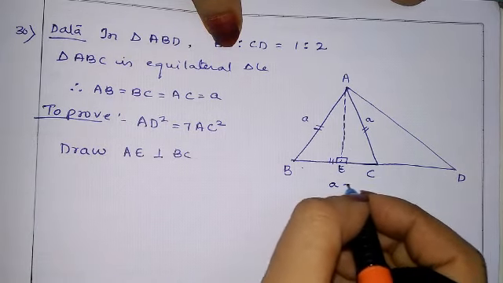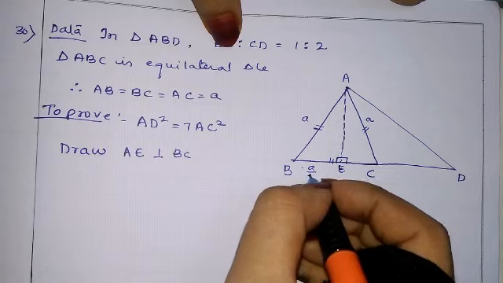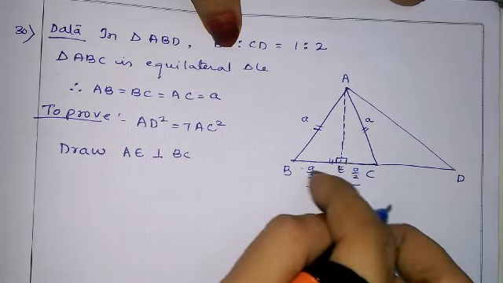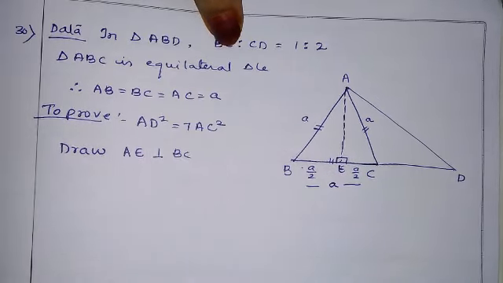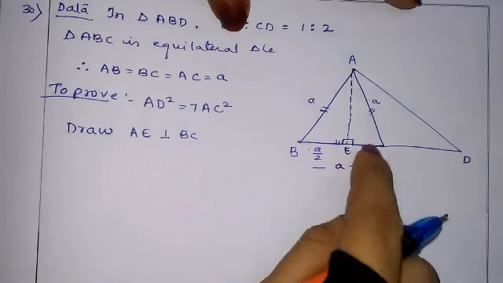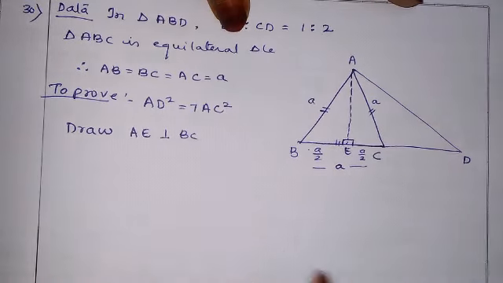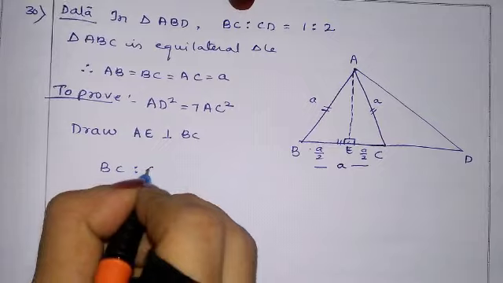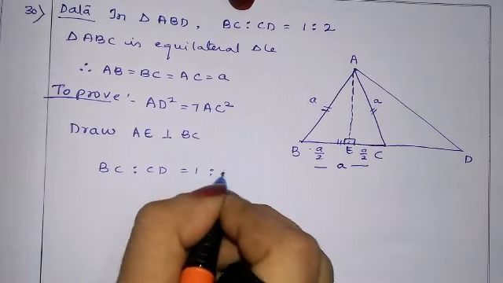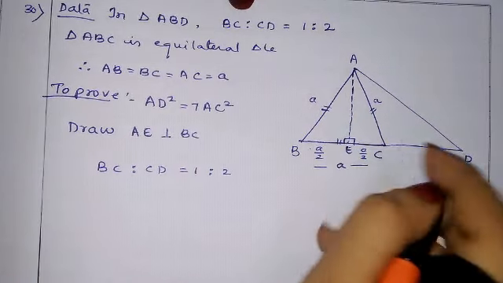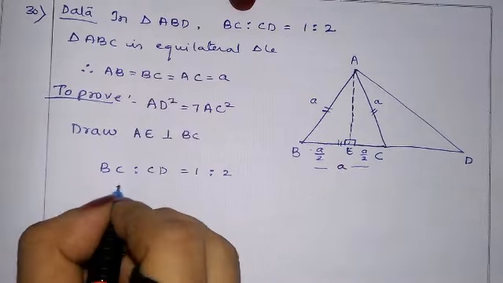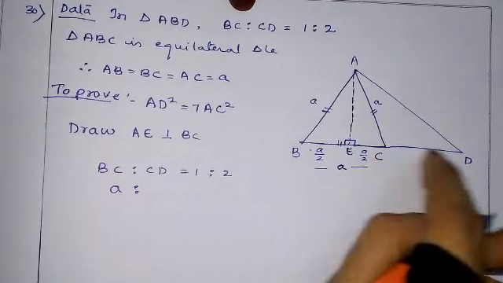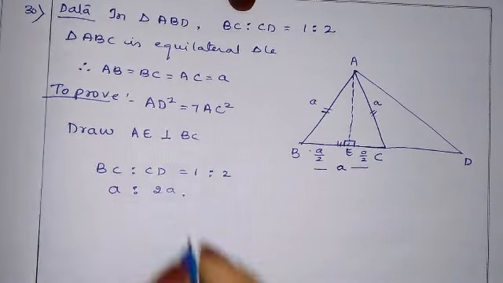So if this full side is A, then this part is A by 2 and this part is A by 2. Half of A is nothing but A by 2. Now, let us see. We know that it is given BC is to CD is equal to 1:2. If BC is A, then CD will be 2A. It is the double part, so 2A.